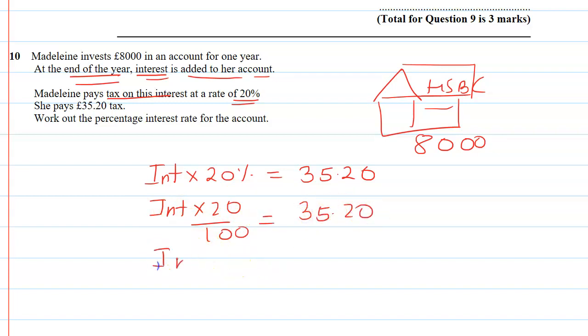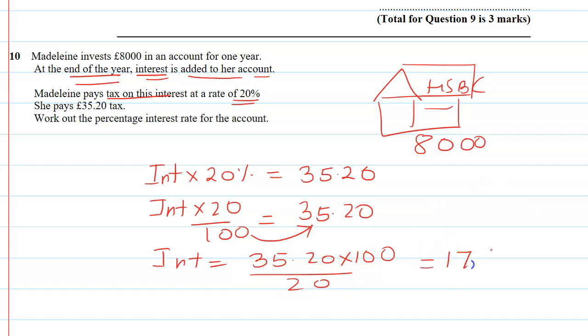So interest will be, you can multiply this, 35.20 times 100 divided by 20. If you put this value in a calculator, it is coming 176. So we have found the interest, right? Now work out the percentage interest. So 176 out of 8,000. So this is percentage interest.